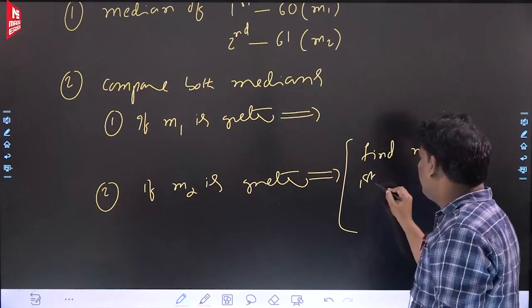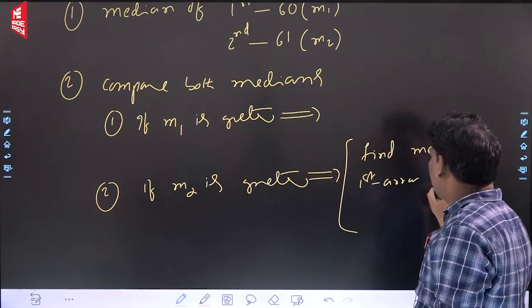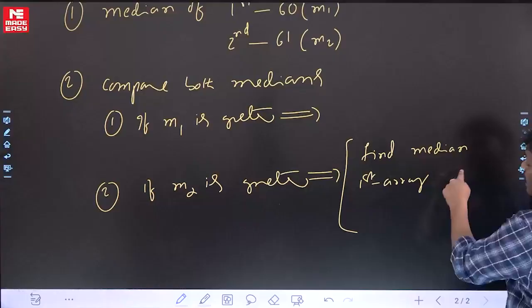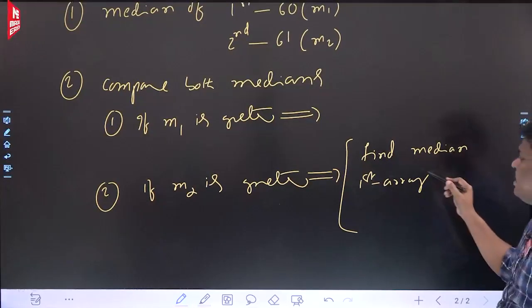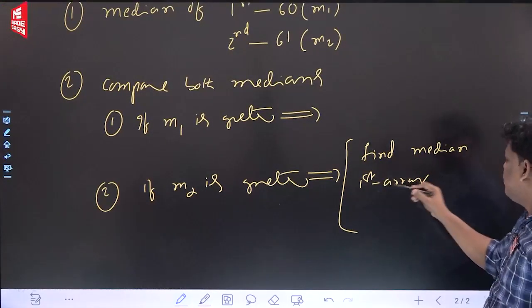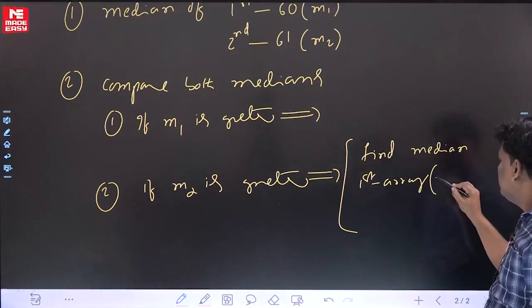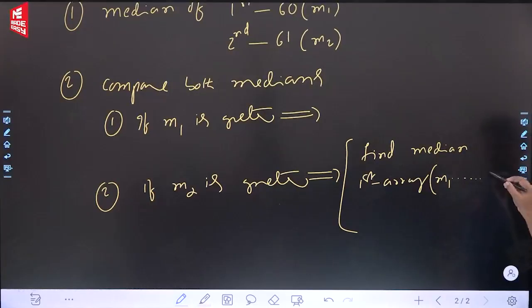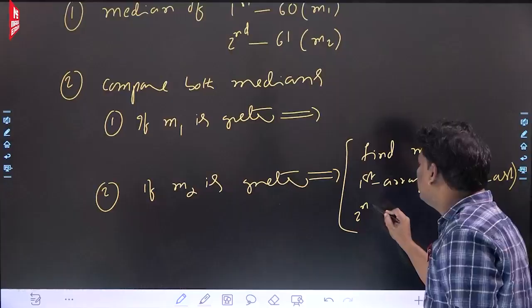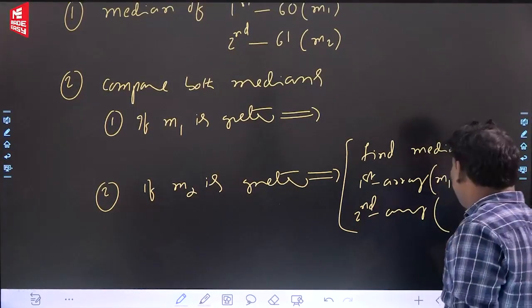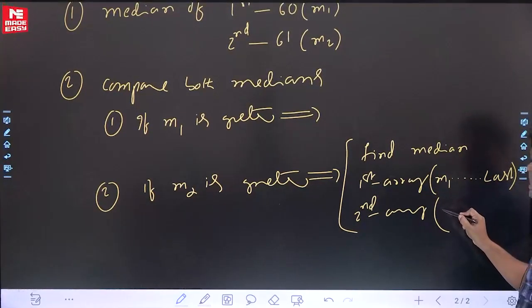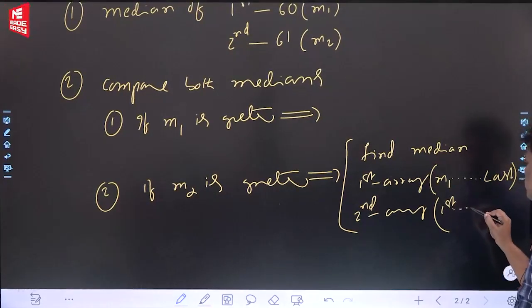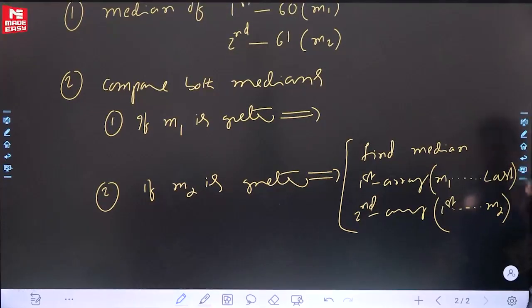See this one. First array, from where to where? Find the median. In the first array, from where to where? M2 is greater. First array, what is the answer? M1 to the last element. Second array, what will happen is first to M2. So this is the answer.